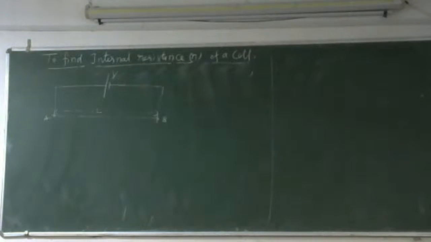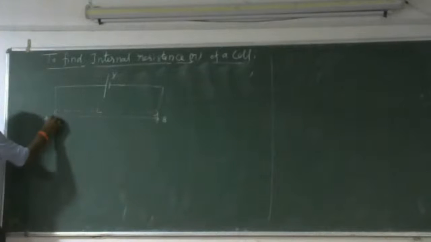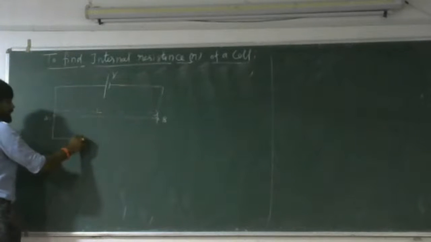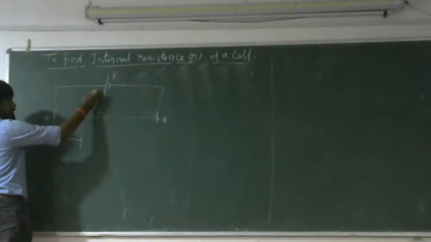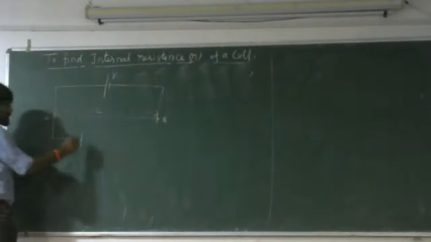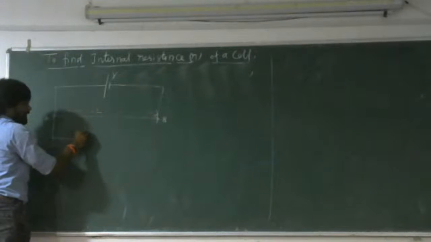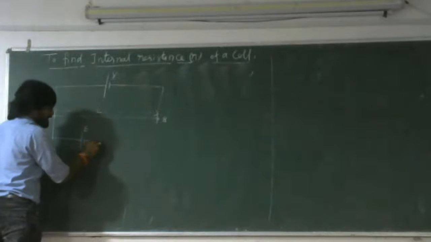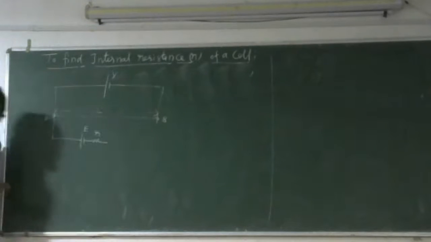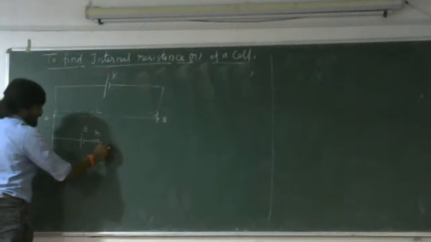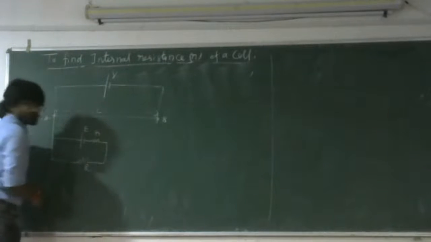To find the internal resistance of a cell, we connect that cell whose internal resistance we want to find in the secondary circuit. Let us say this is higher potential; then the cell also has to have higher potential on the left side, and vice versa. This is the EMF E of a cell whose internal resistance is small r. Let us mark that internal resistance here, small r. This is further connected to an external resistance R, and then it is closed.